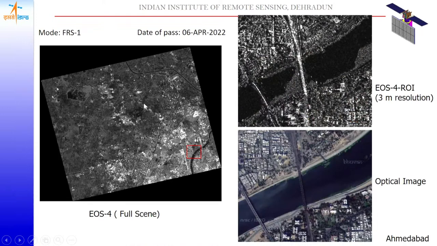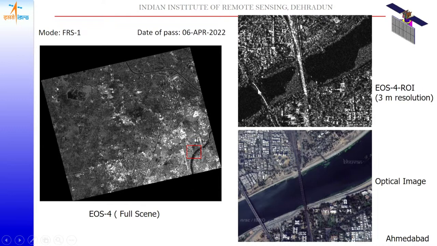This is the Ahmedabad scene. You can see this is the full scene. The brighter areas are appearing as urban areas, and there is a river and a lake. This is the actual resolution in this image. This is the bridge. You can see this river, and this is the bridge in the river. It is appearing very much brighter here in the SAR image, and this is the same in the optical image.